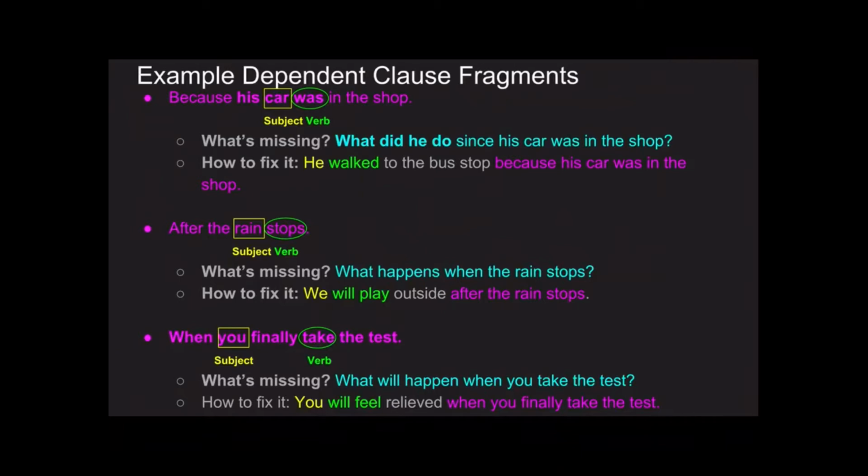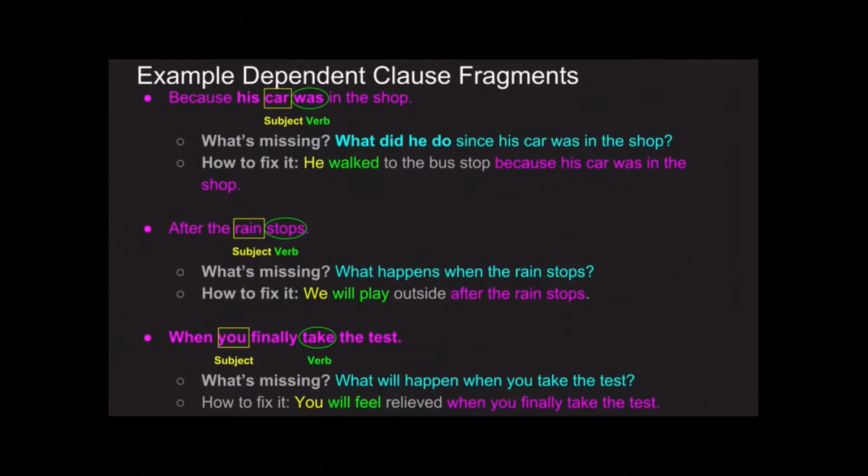I added the subject he on top of the subject that already existed, which was his car, and then he walked and his car was in the shop. So we have two subjects and two verbs in the sentence now, and that's okay. You can absolutely have sentences that have several subjects or verbs as long as they form complete thoughts.